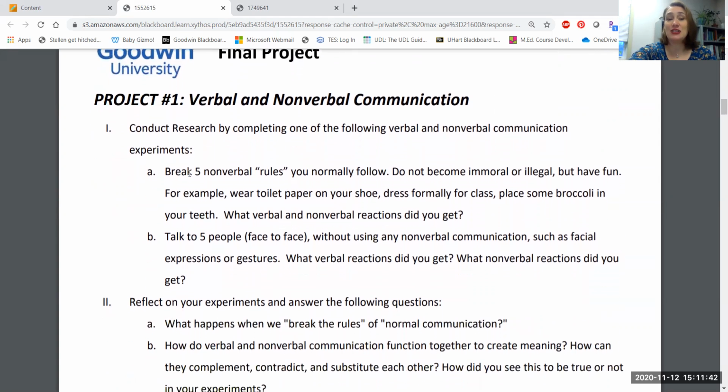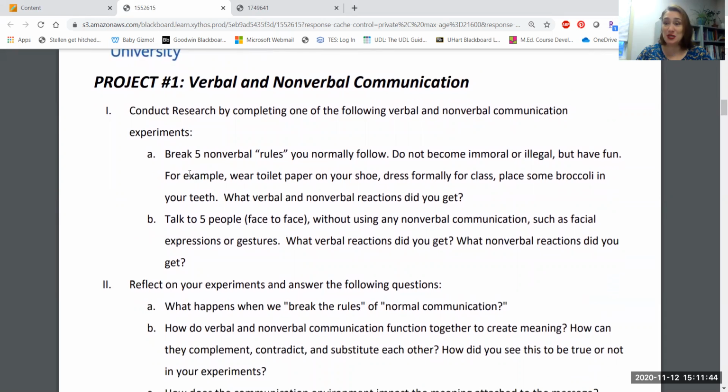Project number 1 is verbal and nonverbal communication. And quite simply, as you investigate communication with this project, you'll be looking at verbal and nonverbal communication. This project, I'm going to be a little bit honest with you guys, is a little bit challenging to do right now in the time of COVID because it requires you to interact with other people. And if you are quarantining or if you are trying to social distance, you might find it challenging to do some of these activities.